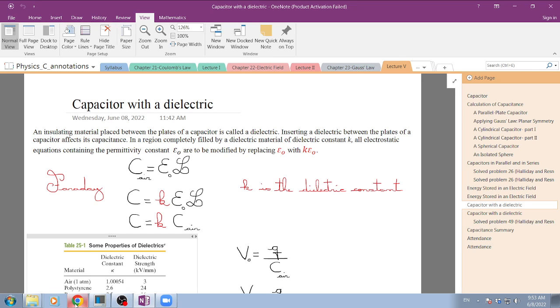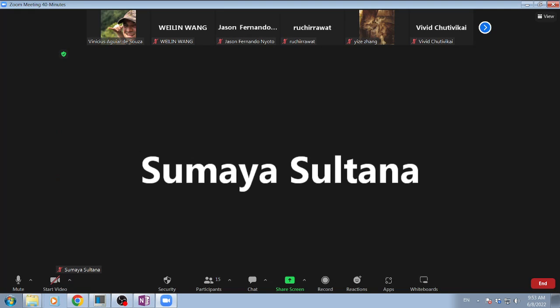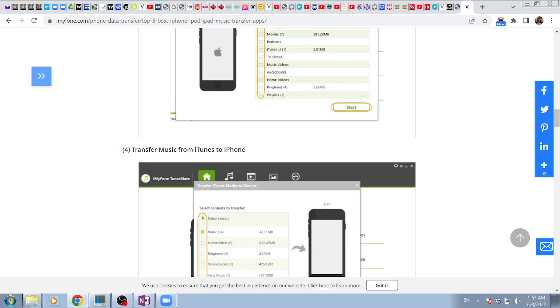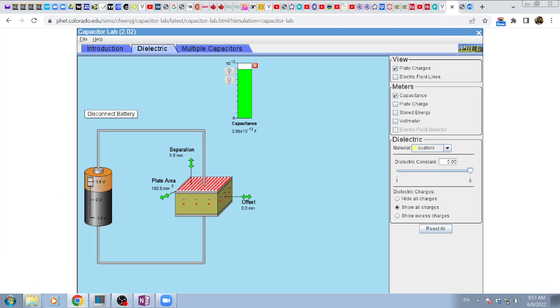We can actually see this. Let's use this simulation from the University of Colorado. For example, for this capacitor here, we have a parallel plate capacitor, and the plate area is 100 square millimeters, and the separation is 5 millimeters. Considering that this is a vacuum capacitor, the capacitance here is 0.18 times 10 to the minus 12 farad.